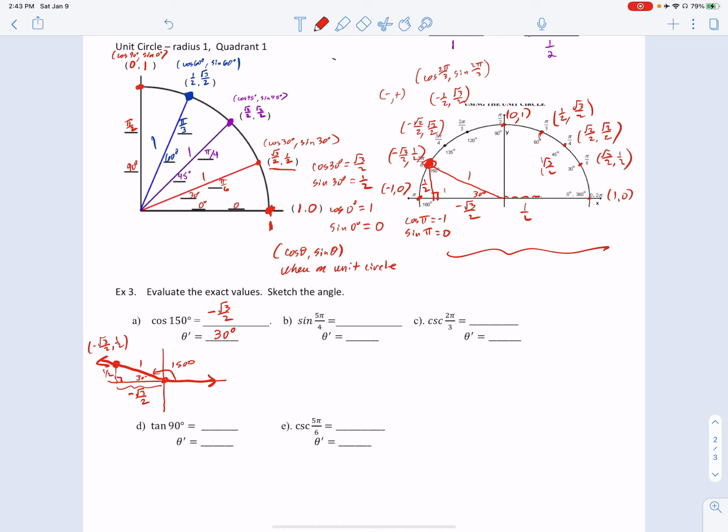You can go, well, where is 150 degrees? It's here. That's your rotation. What is the x-coordinate of that? Negative root 3 over 2. So cosine of 150 degrees is negative root 3 over 2. All right, sine of 5 pi fourths.